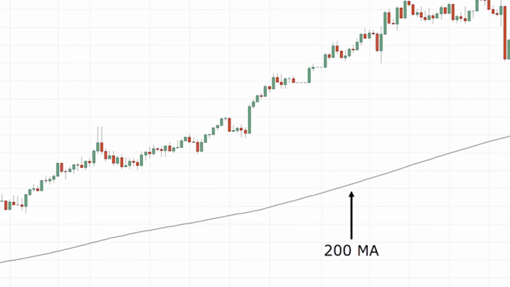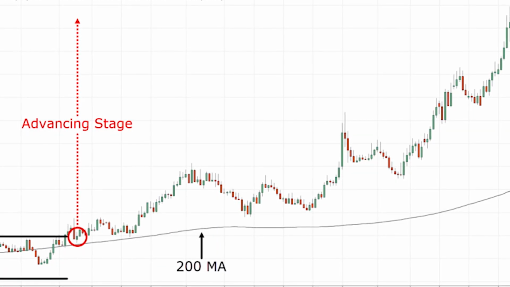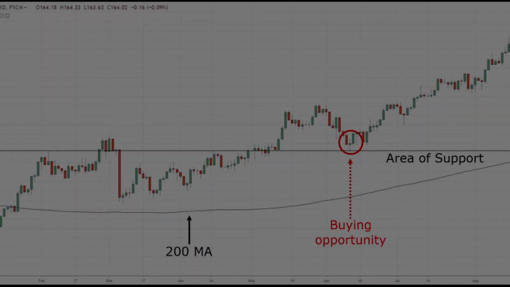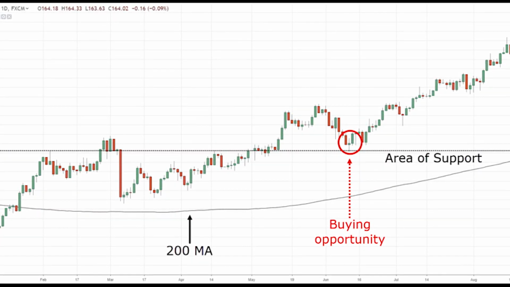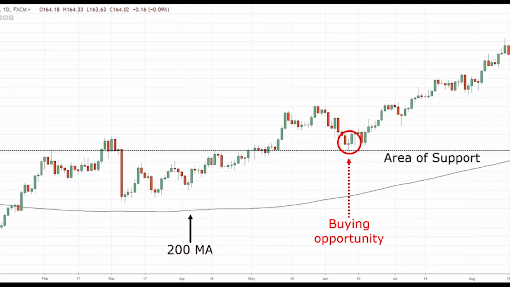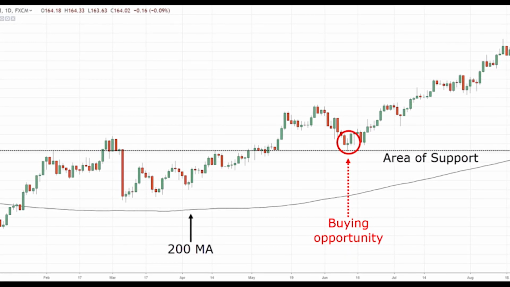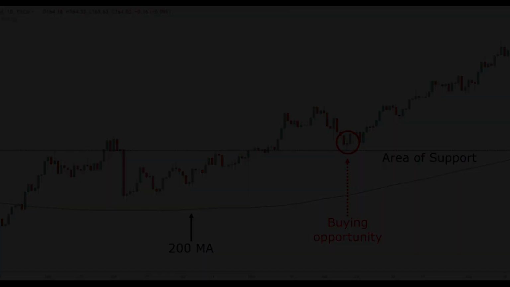Fourth, 200 and 250 moving averages have the same time frame. On the daily chart, the 250 period moving average reflects 1 year of price action. 1 year comprises 250 trading days.